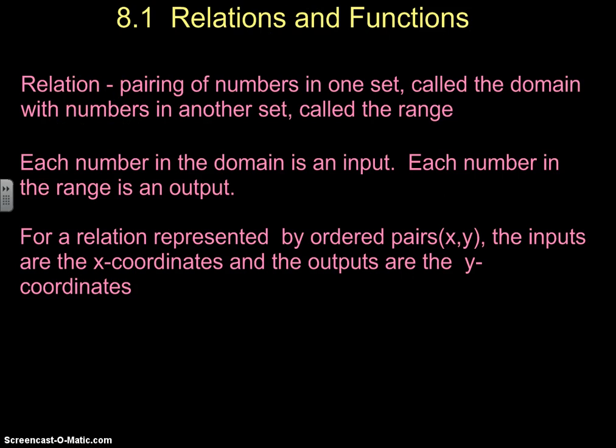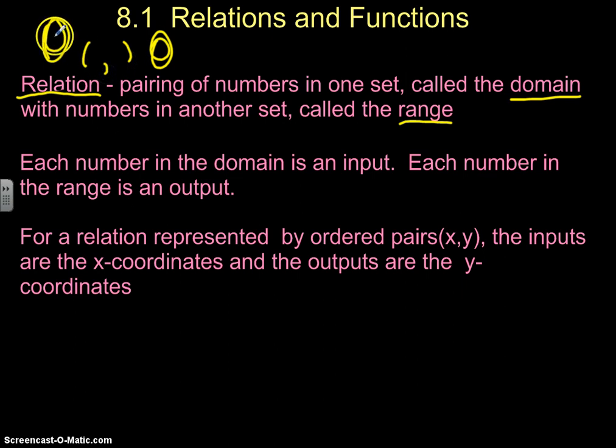But that brings us to our first word, which is relation. Relation is the pairing of numbers in one set called the domain. That's something you're going to hear a lot. Good word to know. With numbers in another set called the range. That is a relation. I've got a set of numbers here, I've got a set of numbers here, and I pair them together. The domain here, the range here. And what I get when I do that is called an ordered pair.